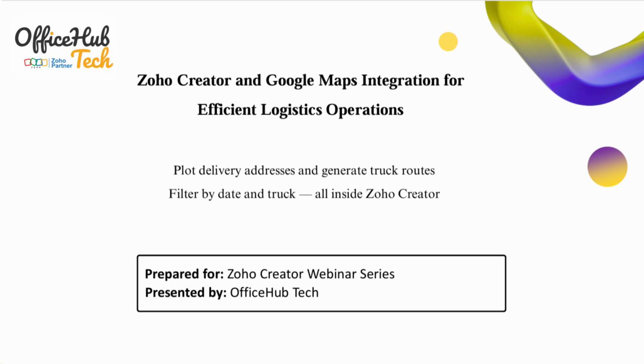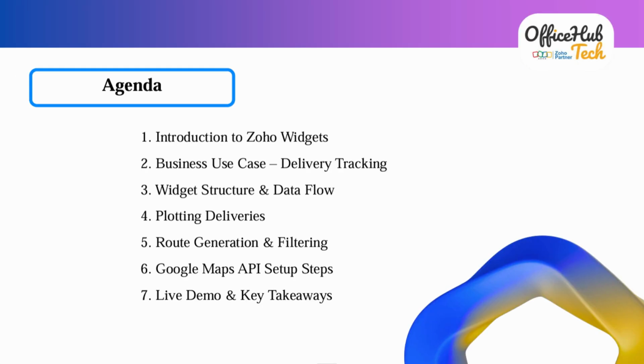Now this is the agenda of today's topic. We will start with the basics: what is a Zoho Creator widget and how does it work? Then we will move into the business use cases, one problem around delivery tracking, and I will show you how widgets solve it. We will go through the technical architecture and the actual features: plotting, filtering, and route generation. After that, we'll walk you through the Google Maps API setup, and we will give you a live demo also.